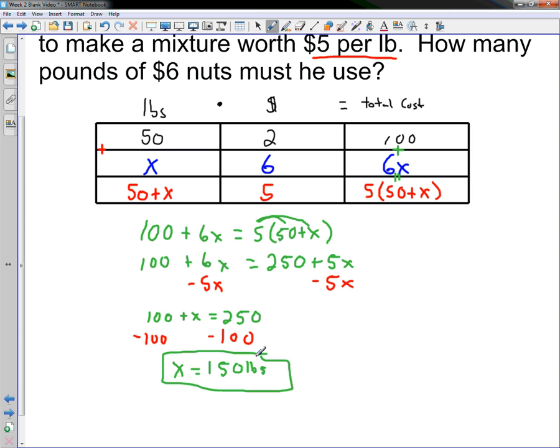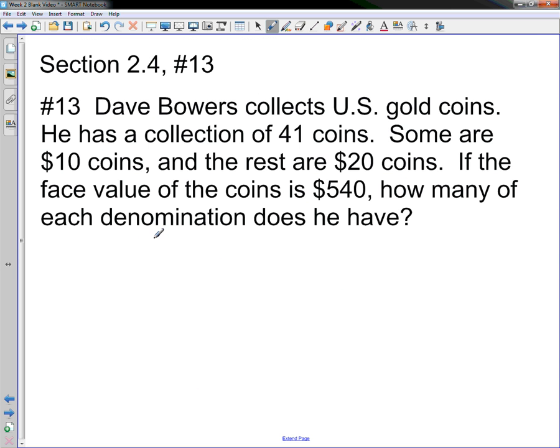All right, let's look at another one in this section. Or sorry, this one's going to be in 2.4. We're bumping to the next section. They're very similar, 2.3 and 2.4. Okay, so we're dealing with coins. And we have two things going on. We have the number of coins, which is 41, and then we also have the dollar amount.